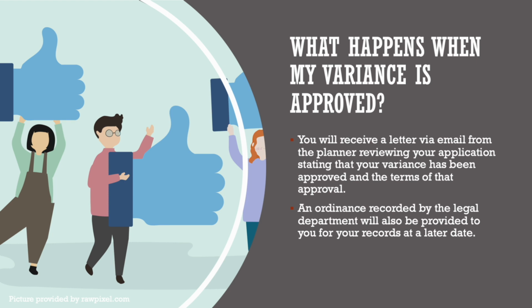Once your variance is approved, if it is approved, obviously there's never a guarantee, but if it is approved, you will receive a letter via email from the planner reviewing your application stating that your variance has been approved and the terms of that approval. You will notice that that variance approval letter is very specific to the variance that you are requesting, so as to leave no doubt that since this variance was granted, it was granted only for the circumstances of which you as the applicant applied for, and does not apply to any other future encroachments.